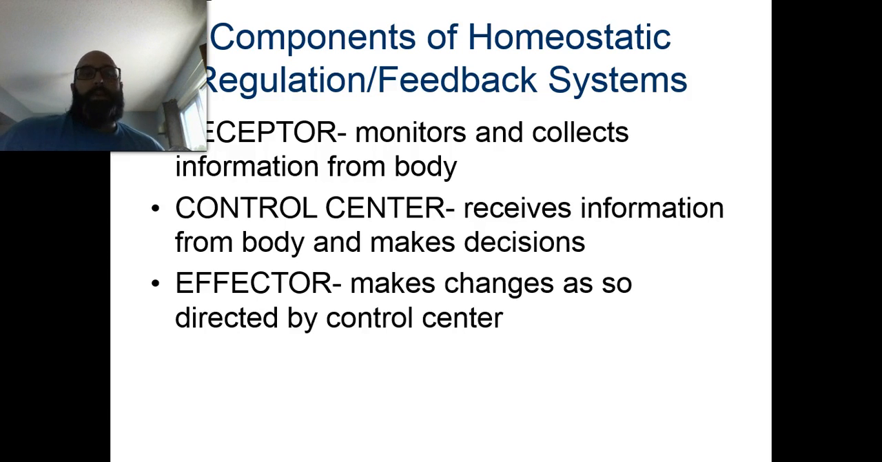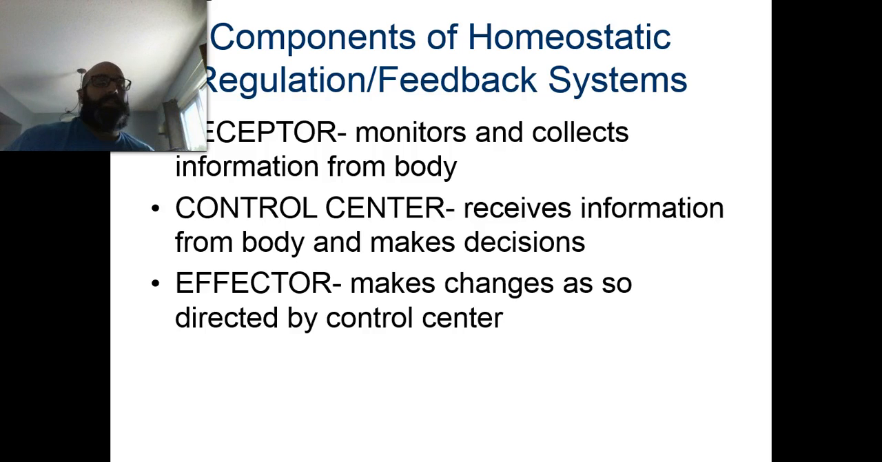The third main component of any feedback or regulatory system or homeostatic regulation system is going to be the effector. This is the organ or structure or part of your body that actually takes the orders from your brain and exhibits some kind of response. So when I sat my poor son here and scared him, you will notice that there could be several things going on that can be the receptor and the effector.